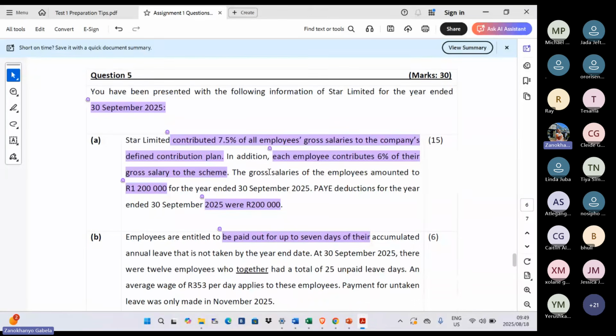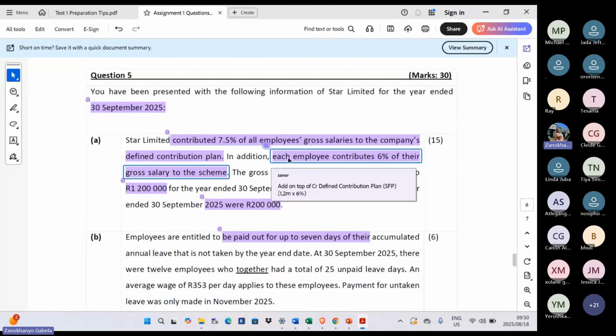And then let's check the gross salaries of the employee are 1.2. Again, remember salaries. What did I say about salaries? Just simple: debit salary expense and move on with your life. That's exactly what you're going to do here. You're going to debit employee benefit expense, aka salary expense, 1.2 million. All right, so now we have two items. We have this debit, then we have this credit we're speaking about.